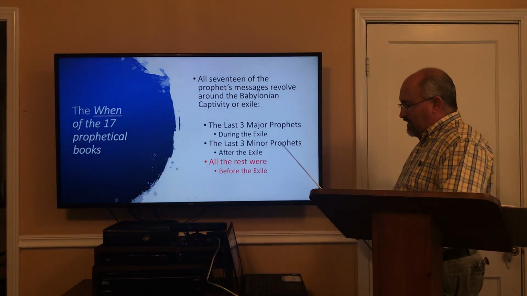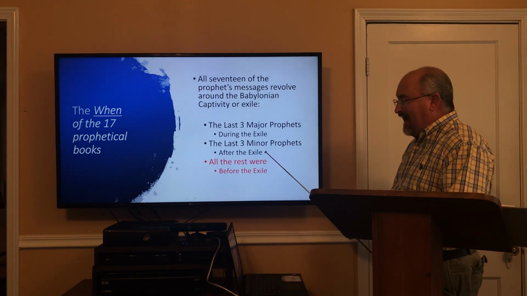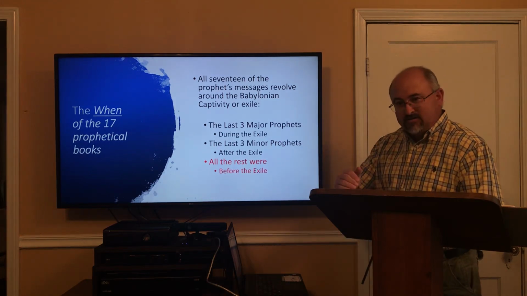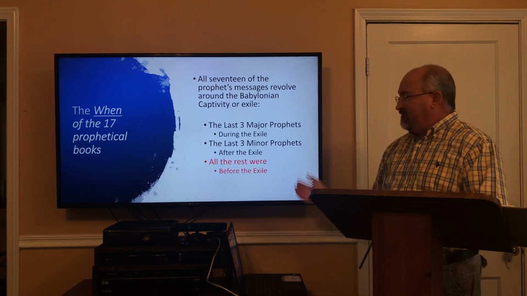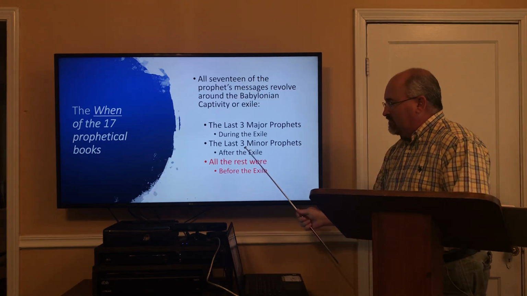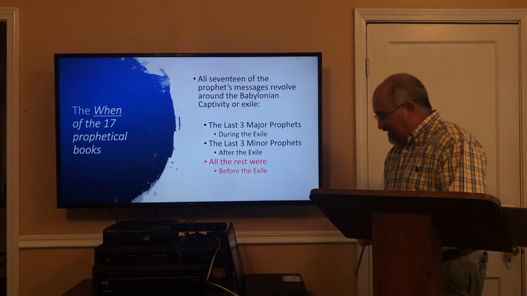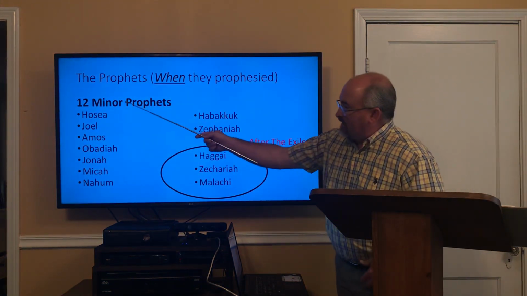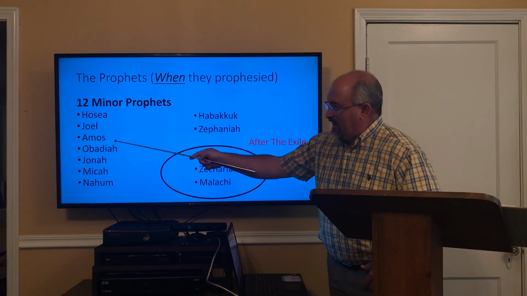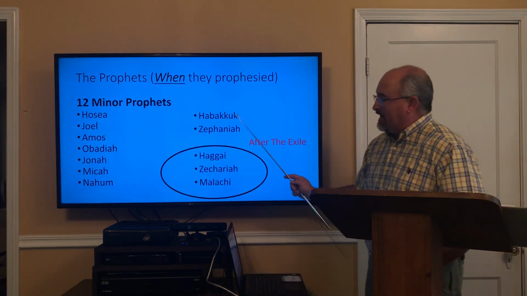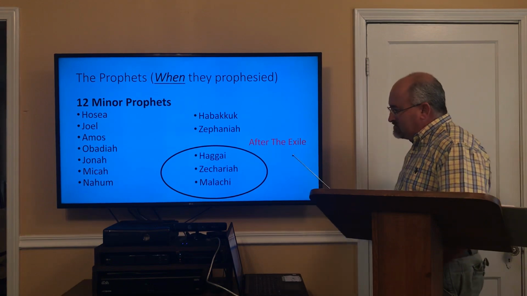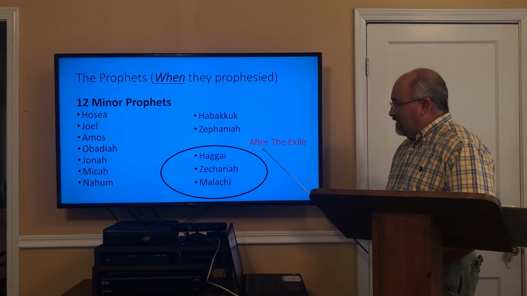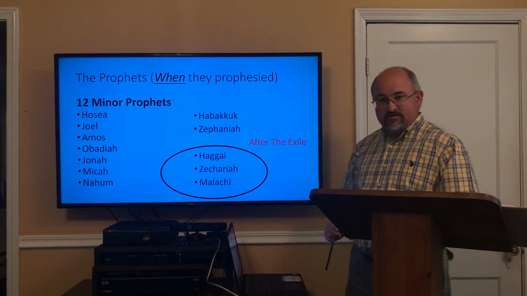The last 3 minor prophets are after the exile. So after the children of Israel come back to Israel, move number 7, after move number 7 occurs, the last 3 minor prophets were written then. So we have in our minor prophets, Hosea, Joel, Amos, Obadiah, Jonah, Micah, Nahum, Habakkuk, Zephaniah. The last 3, Haggai, Zechariah, and Malachi, were written after the exile.